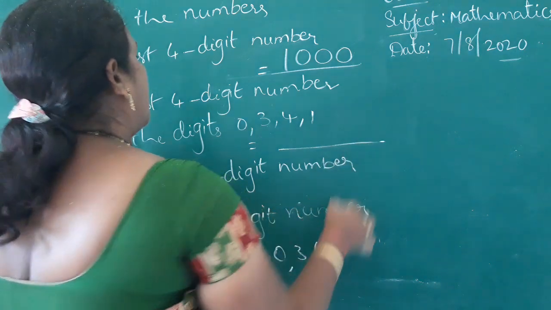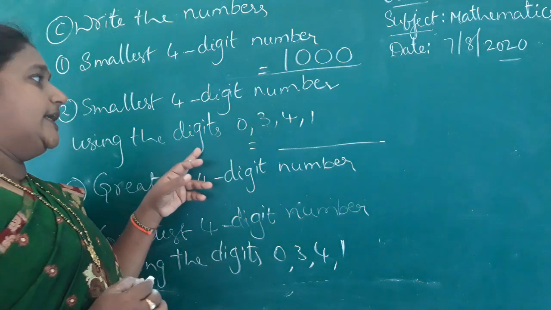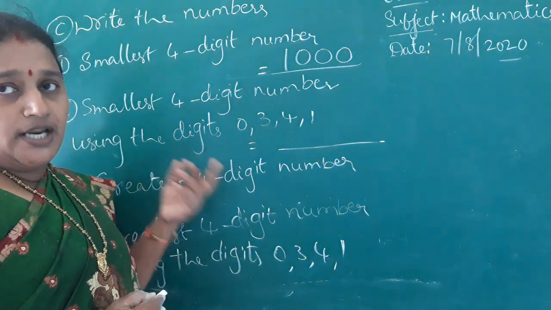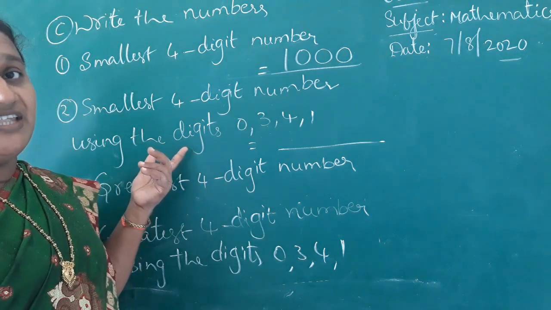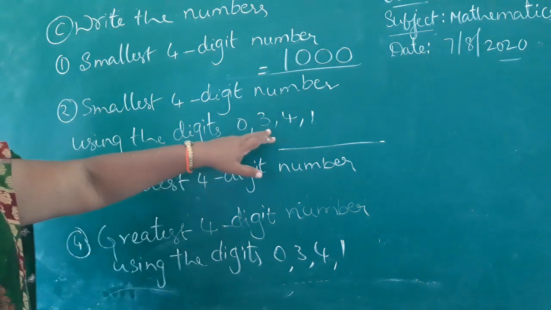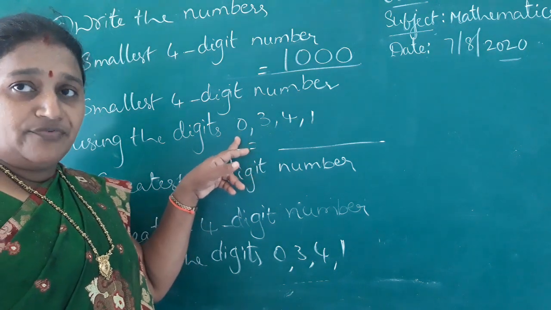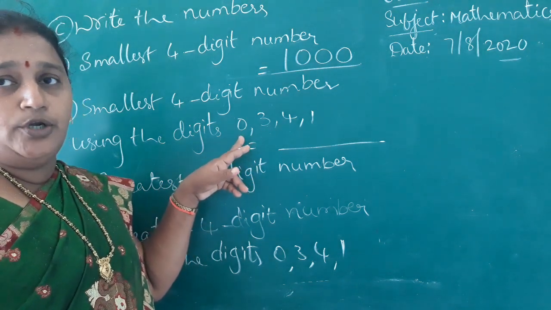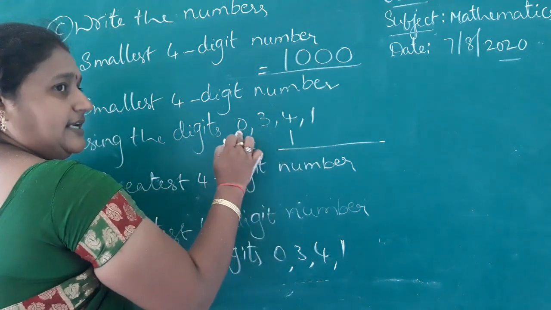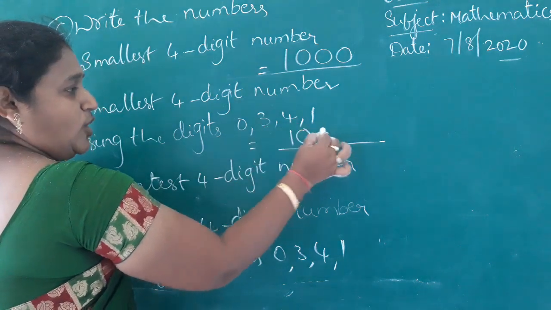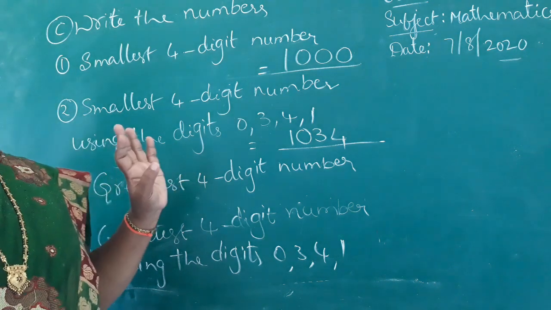Next one. Smallest 4-digit number using the digits. Already in the previous class you learned about how to write the smallest possible and how to write the greatest possible. Here they are asking smallest possible with digits 0, 3, 4, 1. Which is smallest of all? 0. But if you write 0 at first, it becomes the 3-digit number. Na? So don't write like that. First you have to write next smallest 1 and then smallest 0. Next smallest 3 and then 4. That means you have to write the given digits in ascending order.